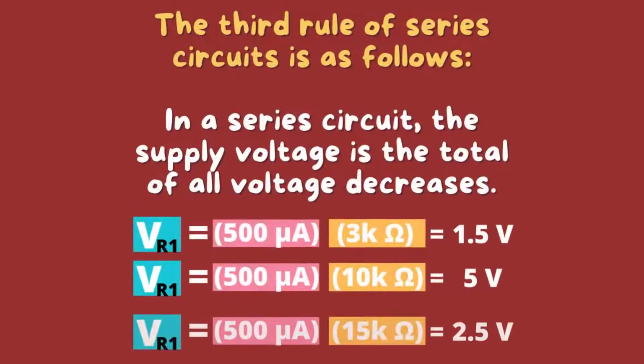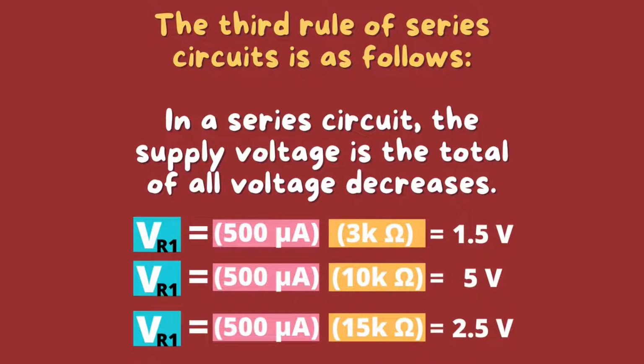The third rule of series circuits is as follows: in a series circuit, the supply voltage is the total of all voltage drops.